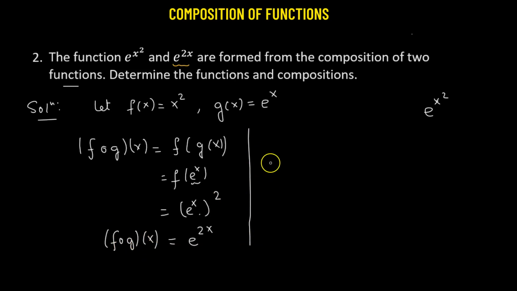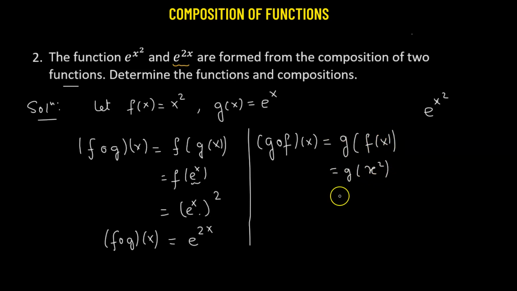Then let's find g of f of x. This will be equal to g of f of x. Our f of x is given by x squared, and we have g of x, which is e raised to the power of x. Now instead of x, we'll replace with x squared. So we have e raised to the power of x squared. This is the other function. This is the composition g of f of x.